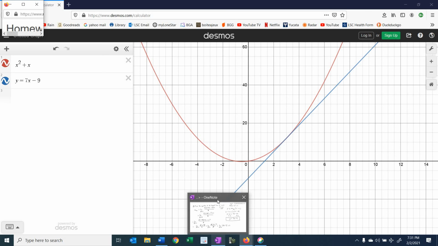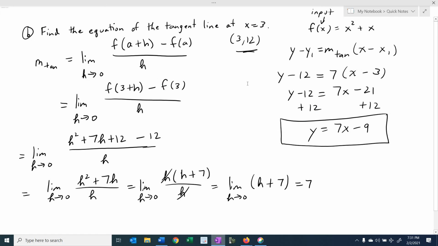Okay, so that's how you do the problem. Be careful about the distinction between finding the equation of a secant line versus the equation of a tangent line. They're fundamentally different ideas here, okay? You have to use different formulas to find the slope of the secant line versus the slope of the tangent line, so make sure you use them in the correct situation.